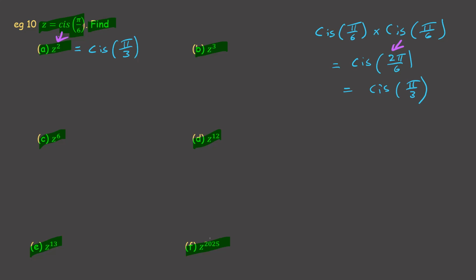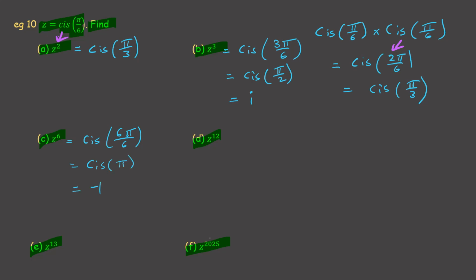And by the same sort of argument that I just used, this one would be cis 3 pi by 6. And that is cis pi by 2. Since that one's nice and easy, that's going to be i. Z to the 6 would be cis 6 pi by 6. Well, that's cis pi, and that one's quite easy, so let's just change that one, -1.